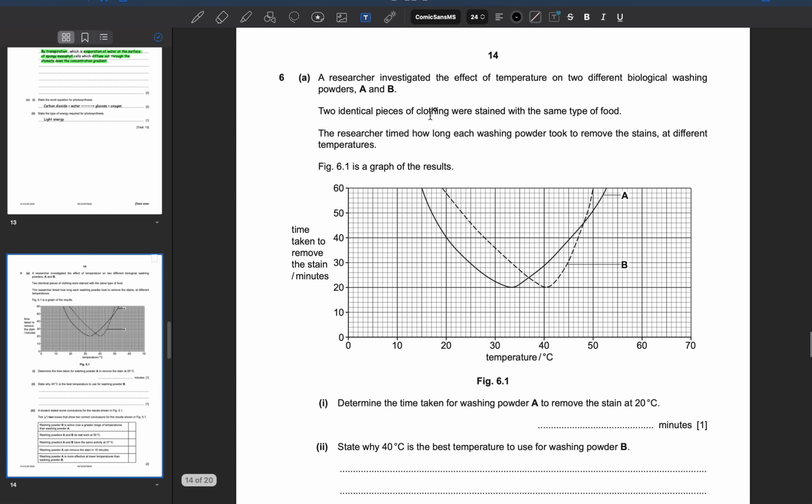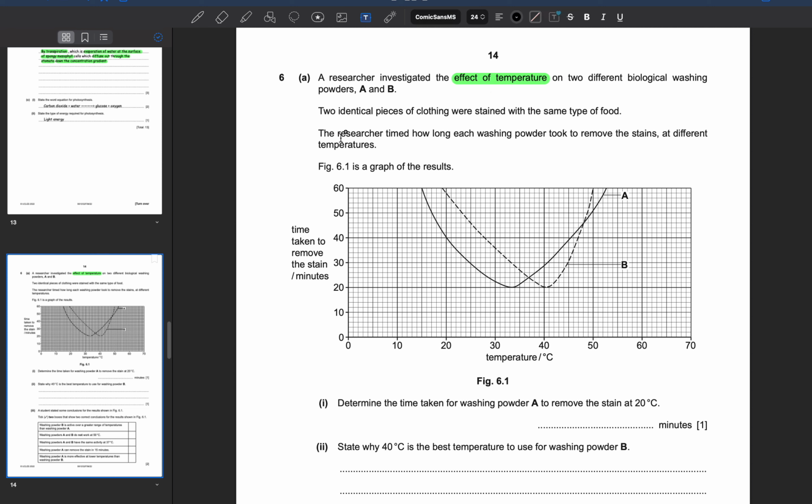The next one, a researcher investigated the effect of temperature on 2 different biological washing powders, A and B. So here, he is investigating what? The effect of temperature on different biological washing powders, A and B. Before looking at the graph, I must know that biological washing powder contains enzymes. So for the effect of temperature, I will surely get a question on optimum temperature and denaturing the enzyme and so on.